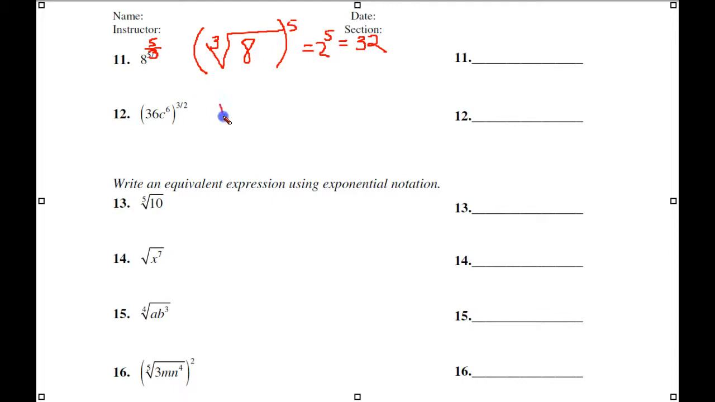So for this one, we're going to go radical sign, 36 c to the 6th. Now our index number, again, this is 3/2. Index number will be 2, so we don't write anything there. But we're going to raise this now to the 3rd power. So we take the square root of 36, which is 6. The square root of this, remember we're just dividing that by 2, that index number, becomes c to the 3rd.